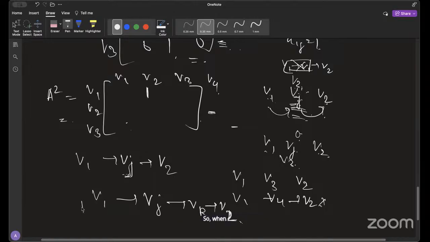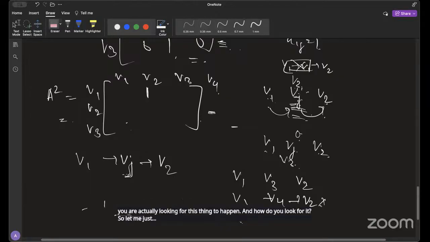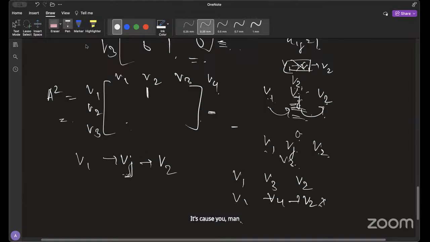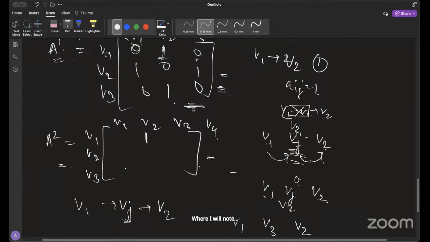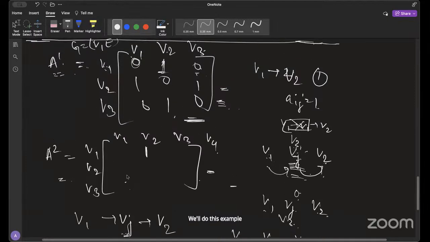So when you do the A3 thing, you are actually looking for this thing to happen. And how do you look for it? I'm still confused with this A2 matrix, ma'am. Can you just show an example? We'll do this example. Are we sure that there will be a path from V1 to V2 via V3 in the A square? We're not sure. That's what we're looking for.